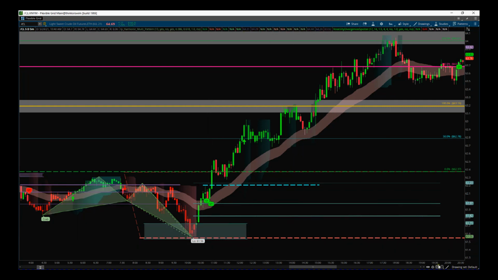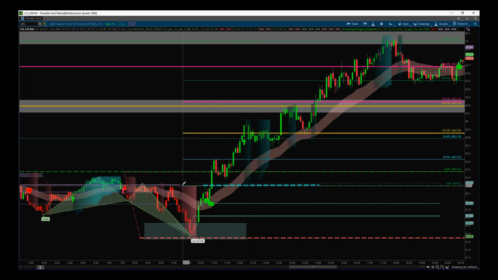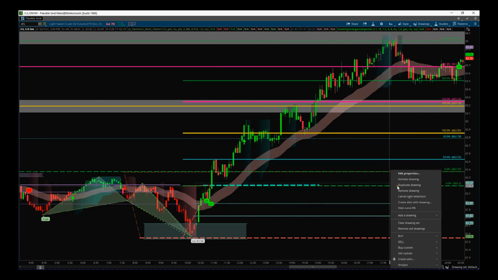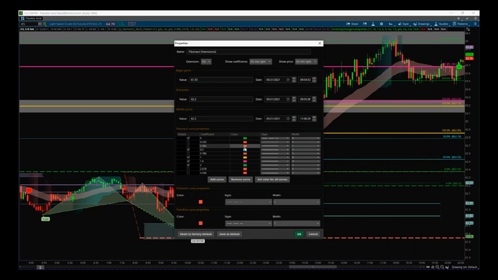Let's work out that risk to reward now. So use the fib extension for this. We're going to put it on 61.55, then we're going to put it on our entry at 62.20. What I'm going to do is colour them all the same colour, the new one at 62.20. So I'm going to edit those properties. I'm going to take the 0.5 off, and then I'm going to change them all to cyan, just so you can differentiate those.